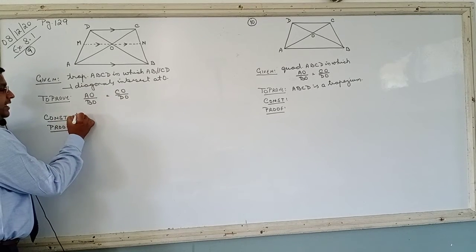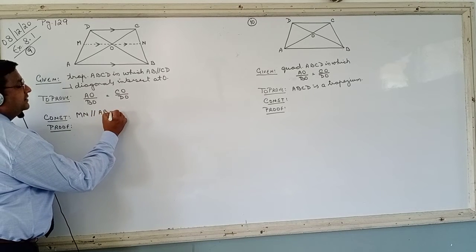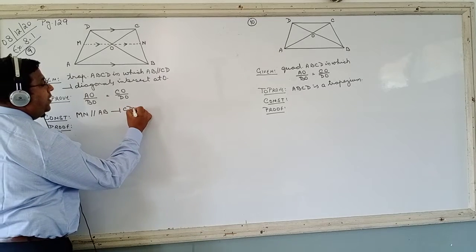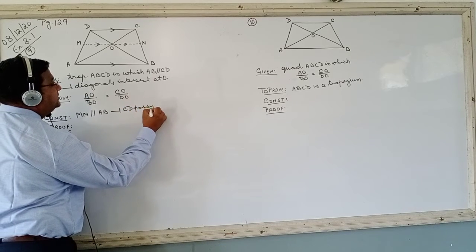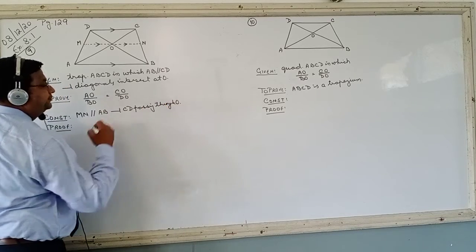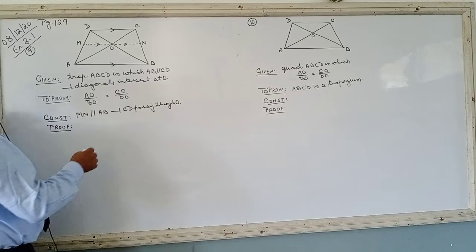Construction. What is the construction? MN parallel to AB and CD, passing through O, I write. Now can you identify a triangle with a parallel line? Four triangles you can identify. Take a look.